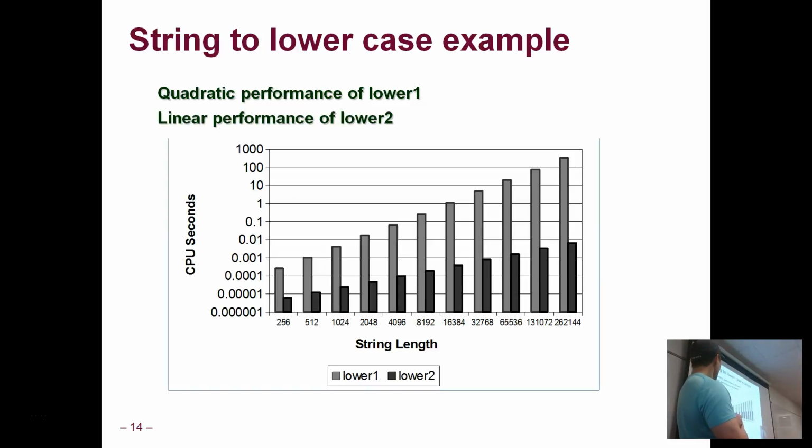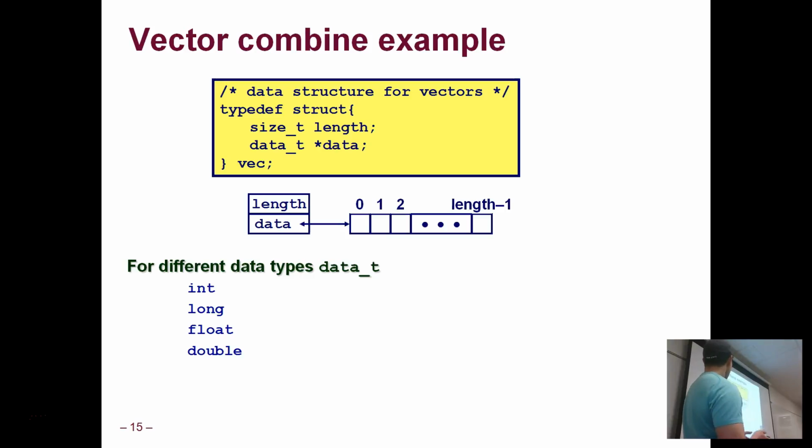Okay. So quadratic performance of lower one is up here. Linear performance of lower two is here for certain lengths of string on the bottom. And this is CPU seconds. Okay, so from here on out, we're going to use an example, a vector combine example, for our performance. Lots of time. I'm going to end early today.